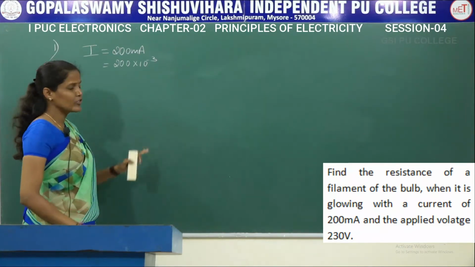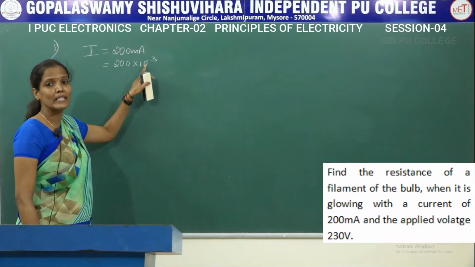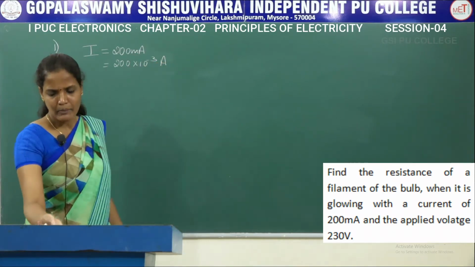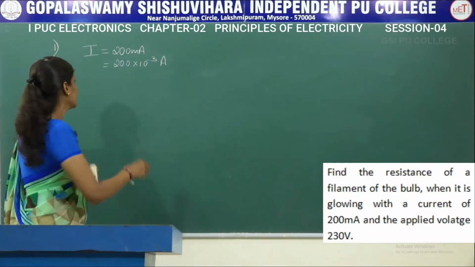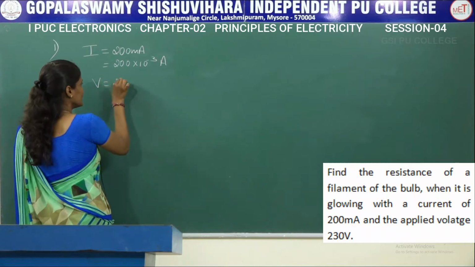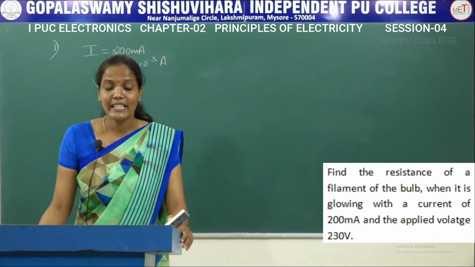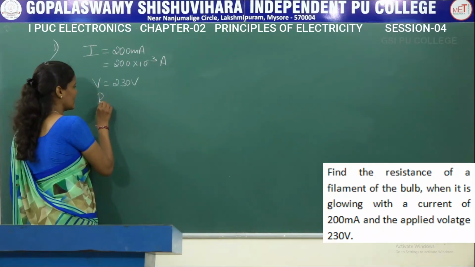So, current value is equal to 200 small letter m. So, it is milli, 10 to the power of minus 3 amps, and the applied voltage is 230 volts. Voltage, so V is equal to 230 volts. What do I have to calculate in this? Find the resistance of the filament bulb. So, you have to find out R.